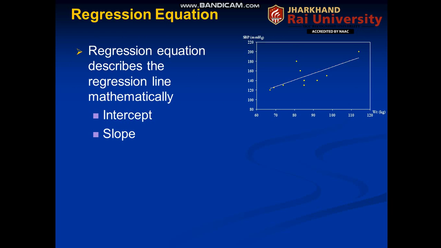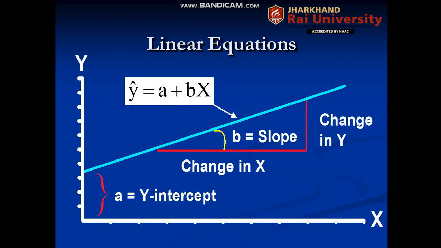Let's see an equation. The regression equation describes the regression line mathematically. How is it mathematically defined? It is defined with the help of the slope intercept formula, which we have already studied in our previous classes. So y equal to a plus bx, or we can say mx plus c. This is the same equation, the same line. Here b equals the slope, and the change in y is depicted by this red line, and the change in x is also depicted by this x line. And what is the intercept? The intercept is the point from the origin to the first point that is on the y-axis. So this is the intercept.